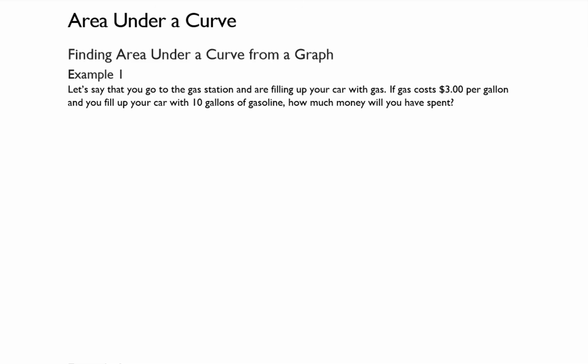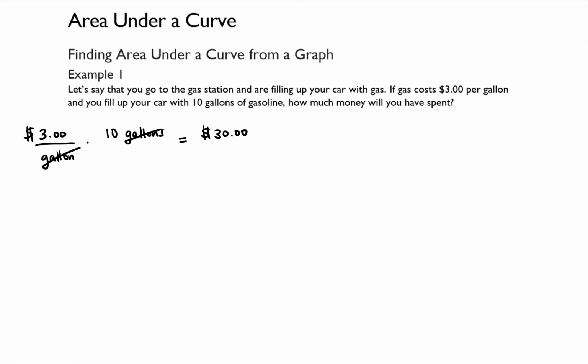And you're absolutely right. We can. So if we have $3 per gallon, and we multiply that by 10 gallons, the gallons will cancel out, and 10 times 3 is $30. So you will have spent $30.